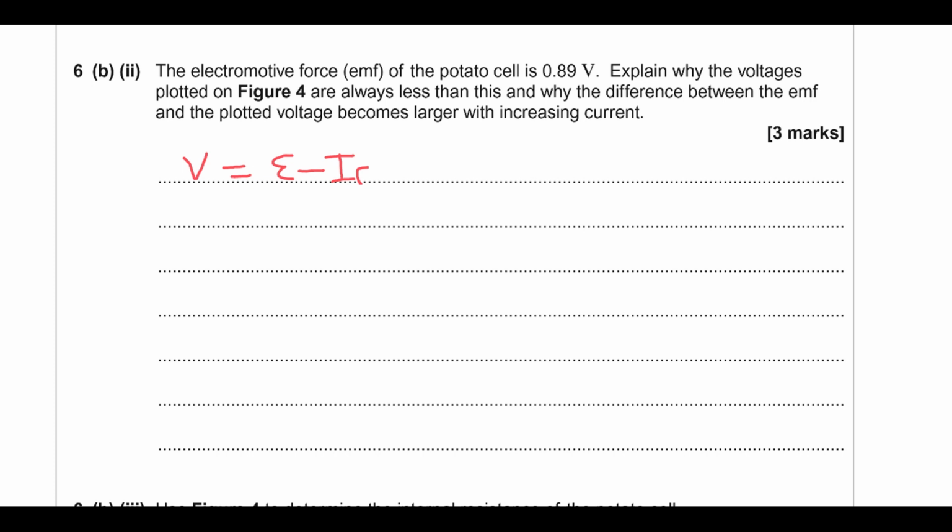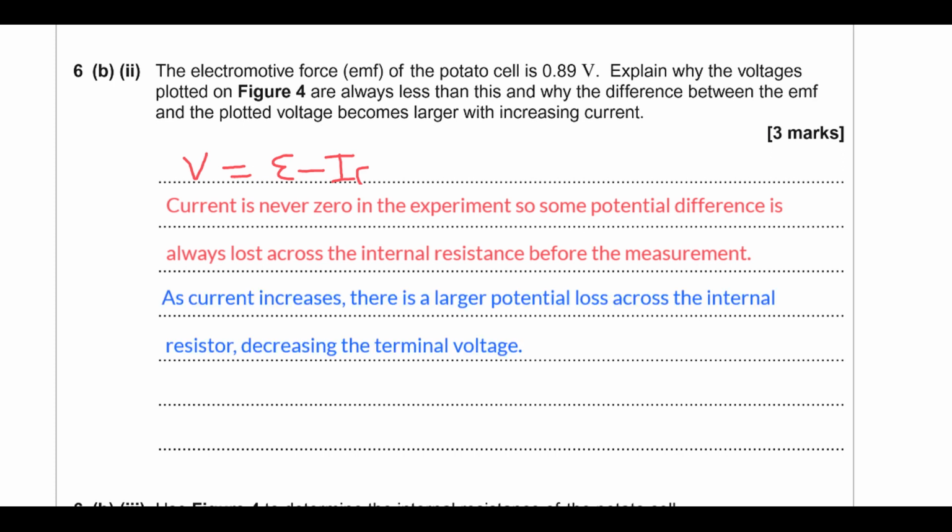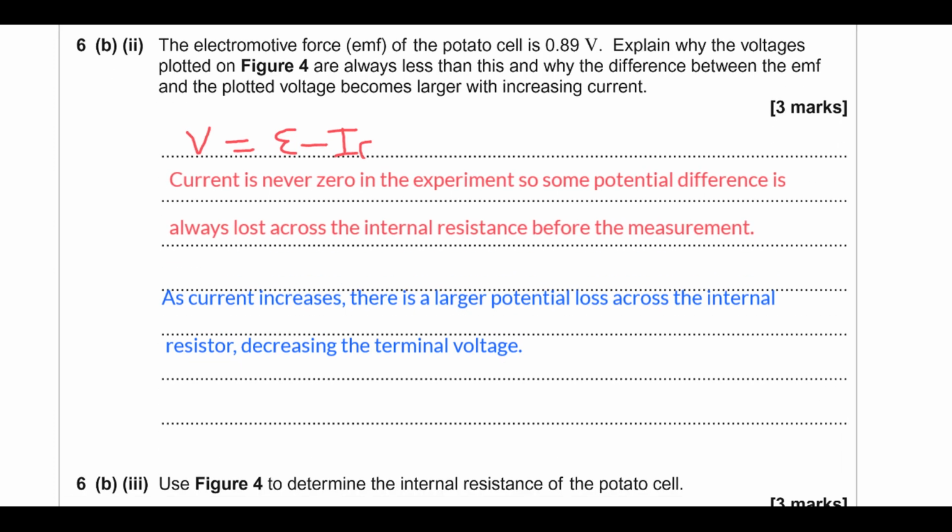so terminal voltage is always less. So let's put that down first. Okay, so that's what we've got there, and why the difference becomes larger. Let's address that. With larger currents, there's a larger potential lost across the internal resistor, so that acts to decrease the terminal voltage. Okay, so that's that one there.